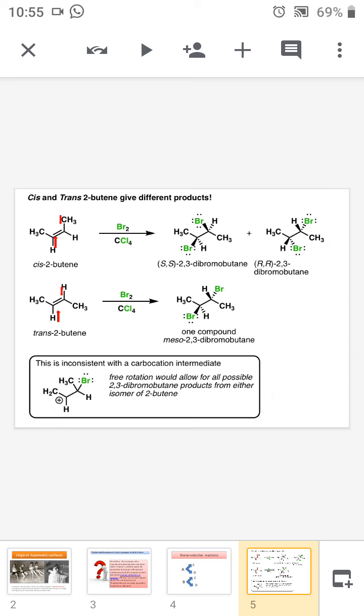While doing the same experiment on the trans isomer, we will get only one product, that is the meso variety. According to our concept, the addition of bromine to cis and trans isomers is a stereoselective reaction because we get different stereoisomers during the chemical reaction.